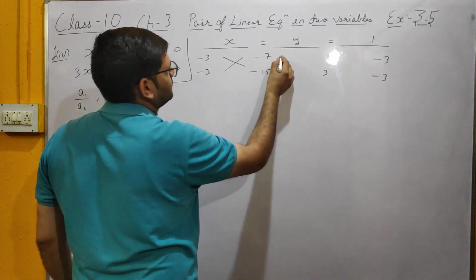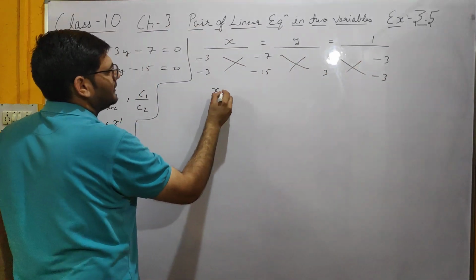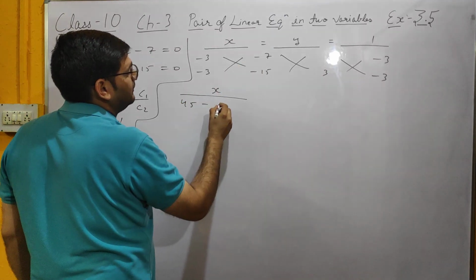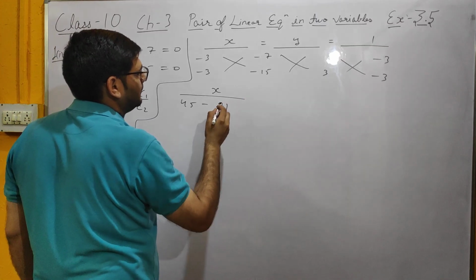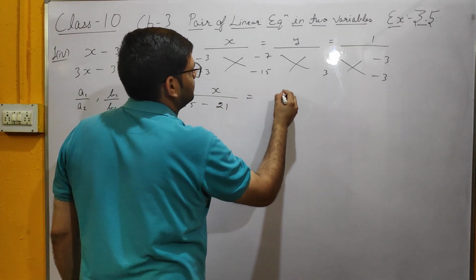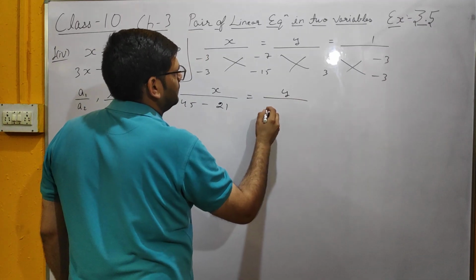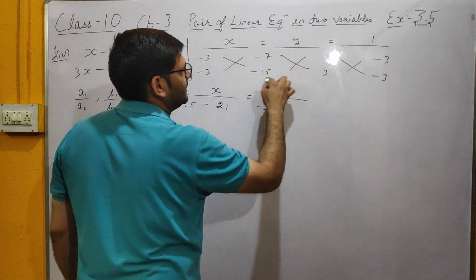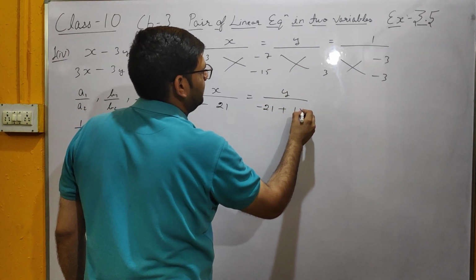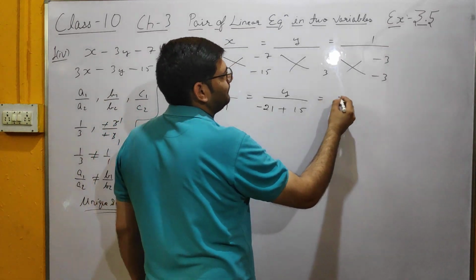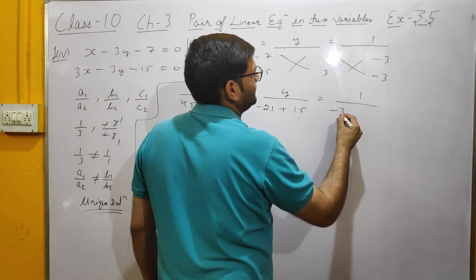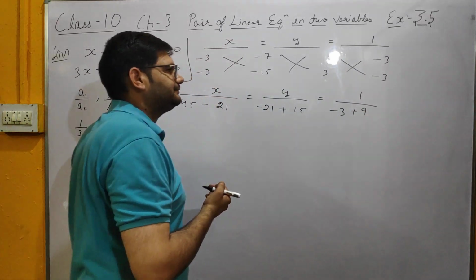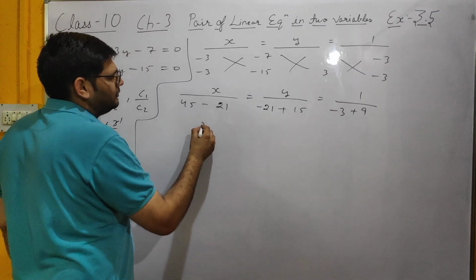Now cross multiply. X upon 45 minus 21 equal to y upon 21 minus 21, then minus minus, it will be plus over here, so it will be 15, then equal to 1 upon minus 3, then minus, then it is minus 9, so minus minus plus 9. These are simple calculations you can solve by yourself.